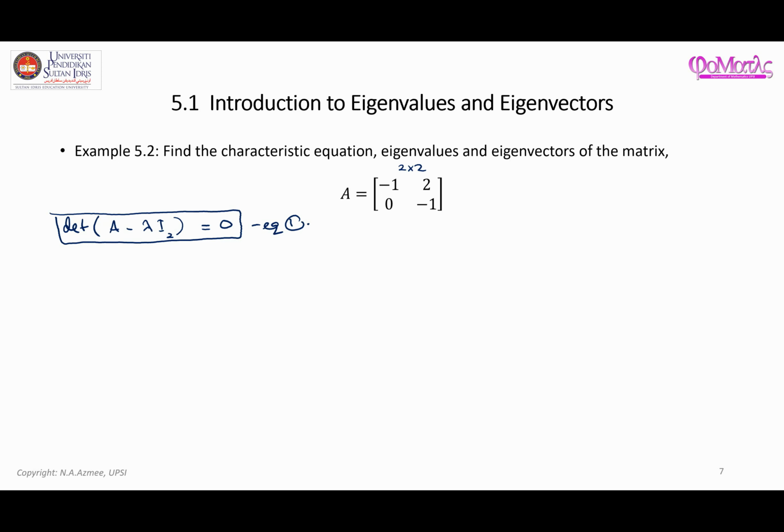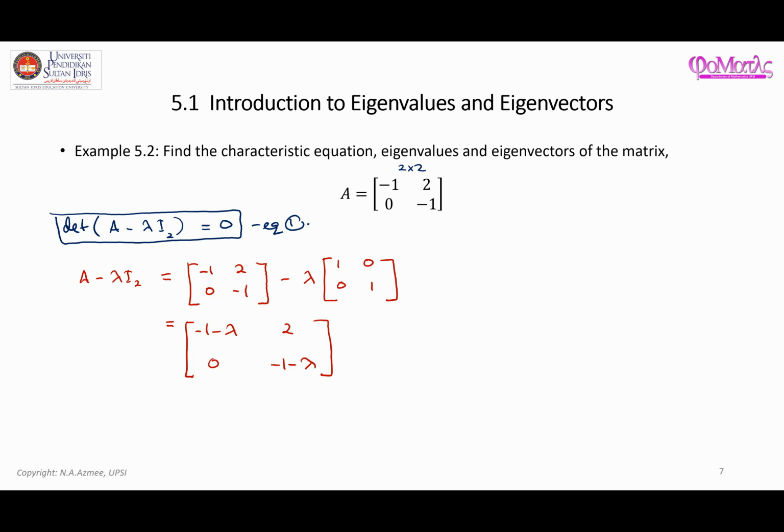Like I've shown you earlier, I'm just going to do the process bit by bit. So I'm going to start with finding what is A minus lambda I2. This is equal to negative 1, 2, 0, negative 1, minus lambda, which is unknown. That is what you're looking to find, and this is the identity matrix. And based on that, you will have negative 1 minus lambda, 2, 0, 0, negative 1 minus lambda.